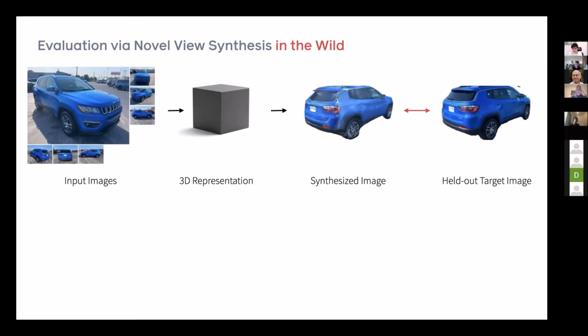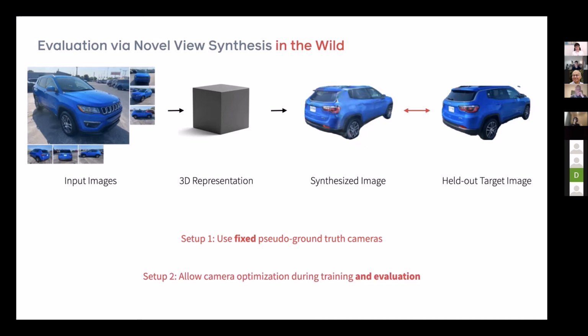And so to work around this, in our paper, we actually proposed 2 different evaluation setups. One where the first author, Jason, manually sat and optimized cameras and tuned them so that they're as accurate as possible on a small set of images. So that really represents the classic way of evaluation, except in this case, it's manually defined pseudo ground truth cameras. And second is that we can allow camera optimization during training and evaluation.